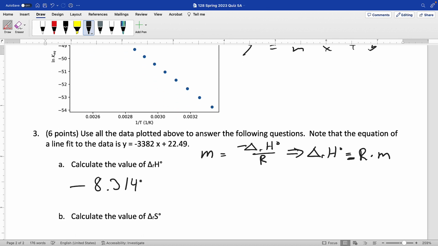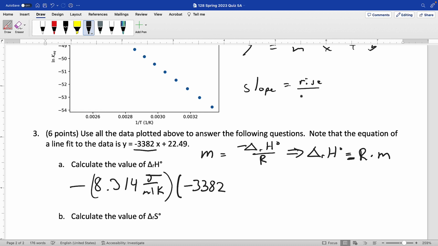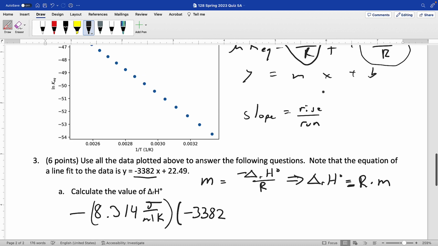So 8.314 joules per mole per Kelvin. That's our negative R. And then we've got the M, and the M is, let's see, it's right here, negative 3.382. Now we have to decide what the units are on this, and the slope, remember, is equal to the rise over the run. And so we look at the units for the rise and the run to see what the slope's going to be.